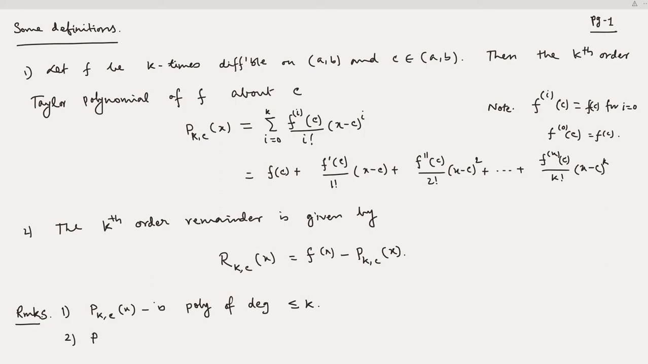Second, P_{k,c}(c) is equal to f(c), since the other terms are 0. And the ith derivatives of the function f and of the Taylor polynomial at c agree for all i equal to 1 and so on up to k.